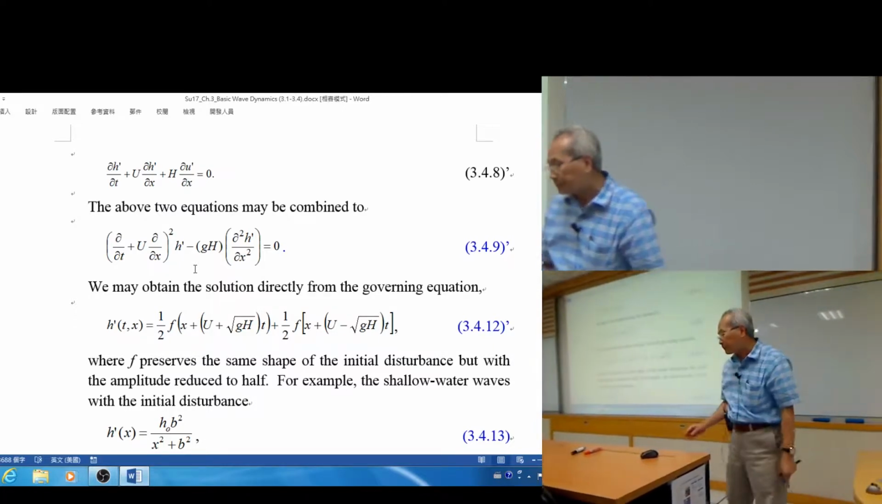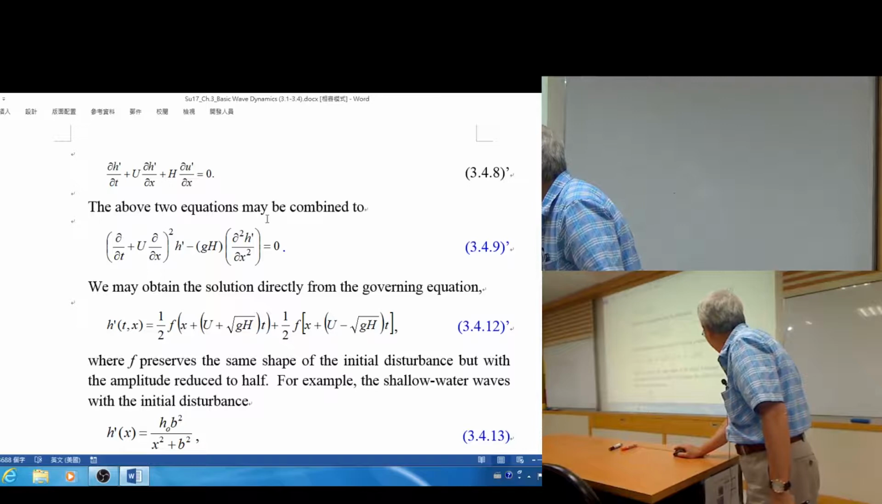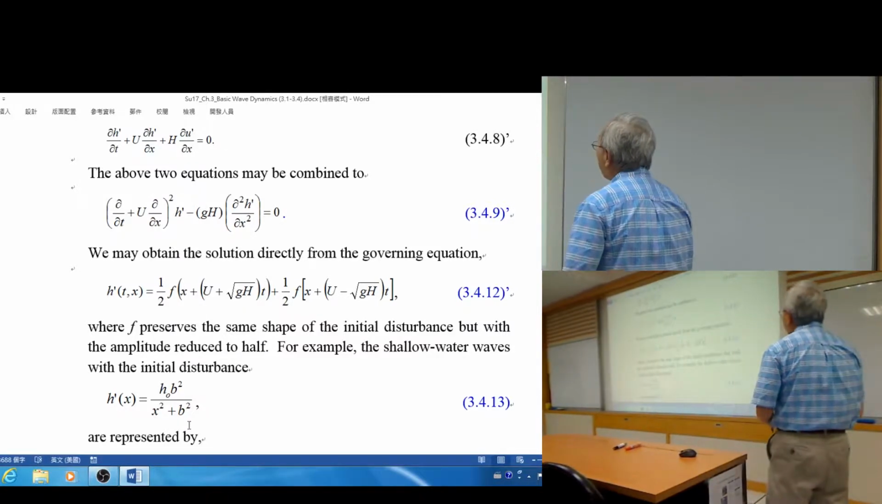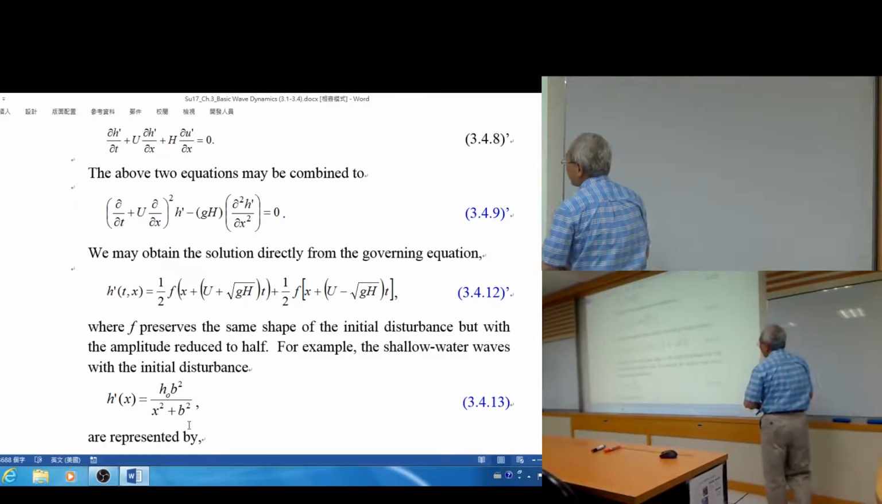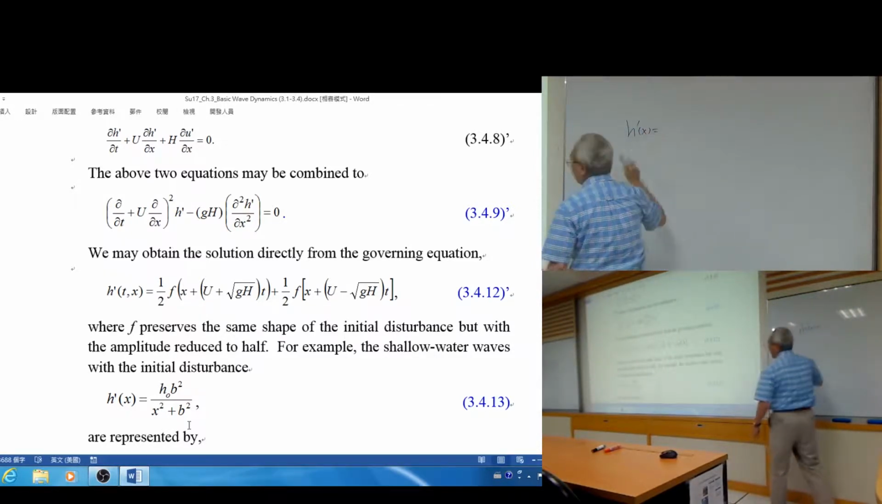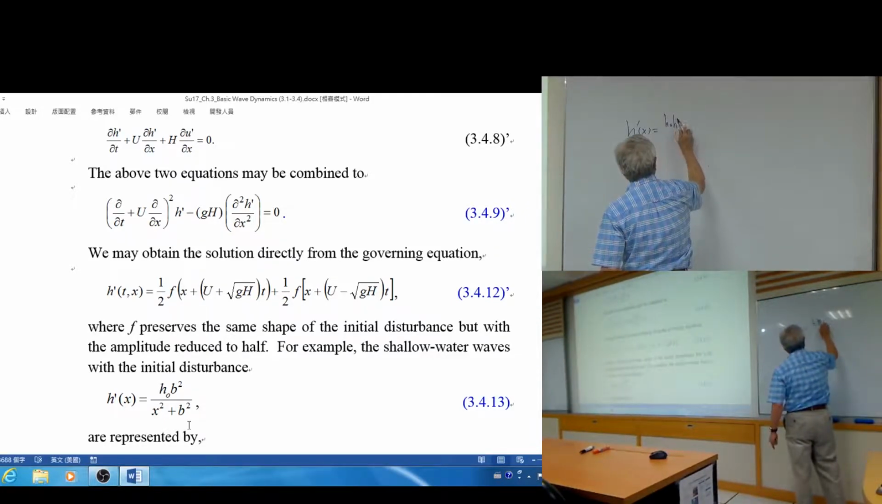Now, assuming we have bottom topography. No, sorry, an initial disturbance. So this f is any function. Assuming initially we have this perturbation, h naught divided by x squared plus b squared.